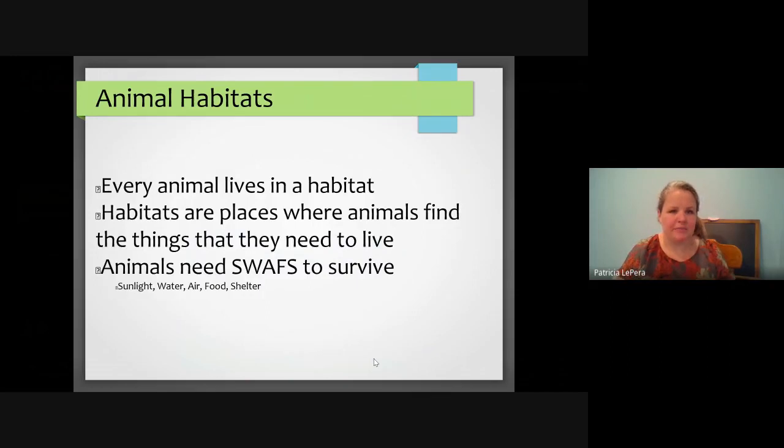So in the animal habitat, they are places where animals find the things that they need to live. And every animal needs a habitat. So there are 5 letters to help us remember what animals need to survive. Okay, and it's S-W-A-F-S, SWAFS. So that stands, at the bottom you'll see, it stands for sunlight, water, air, food, and shelter. So an animal needs those 5 things in order to have a happy habitat. So sunlight, water, air, food, and shelter.